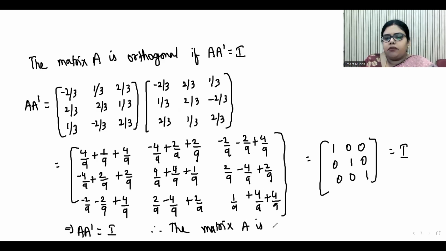So always remember the condition for orthogonal. When can you say that a matrix is orthogonal? If A A dash is equal to I. Here A dash is the transpose of A.